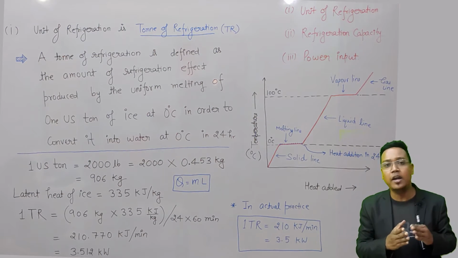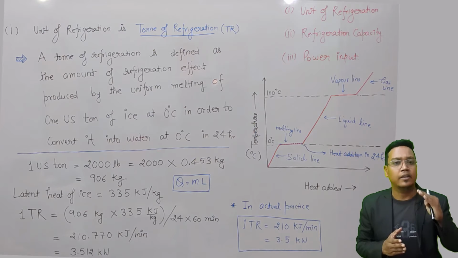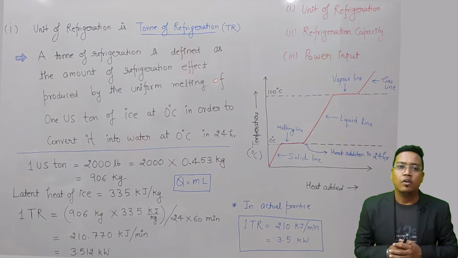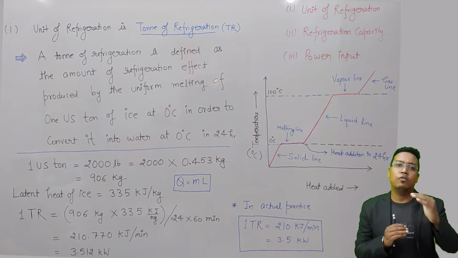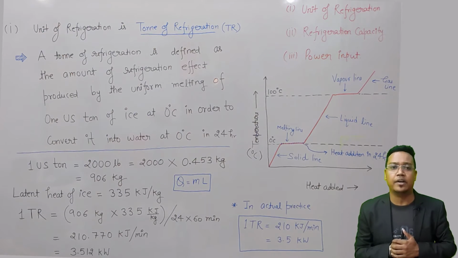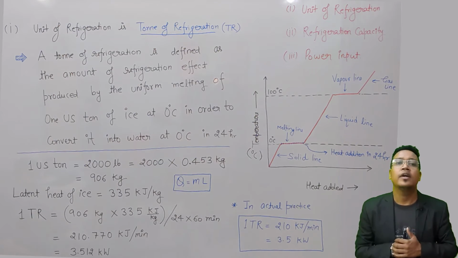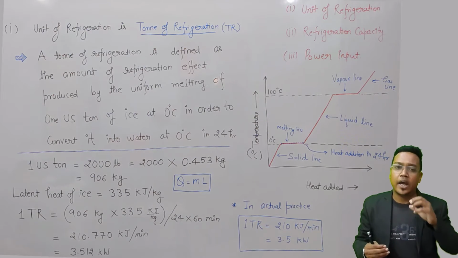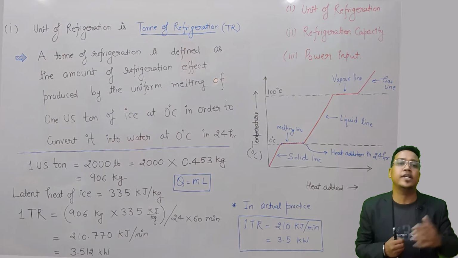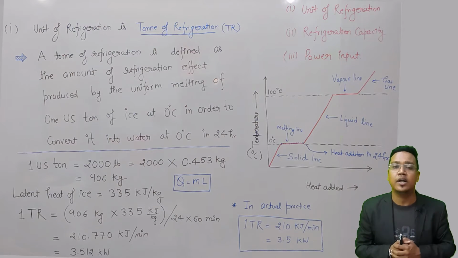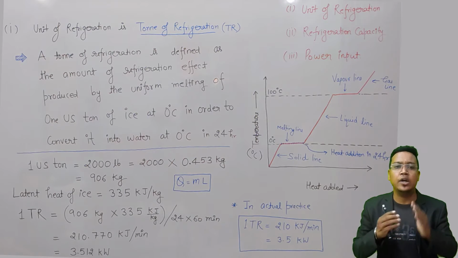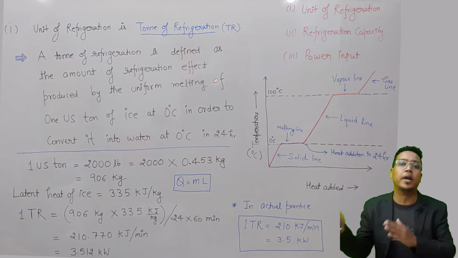In the same way, you can consider the example of ice. Now we will see that 1 TR is a commercial unit of heat addition, the rate of heat addition, or the rate of heat absorbed by the window AC. This is the commercial unit, TR. Now we will convert this 1 TR into kilowatt or kilojoule per minute.